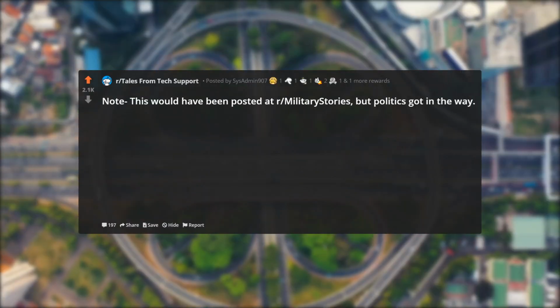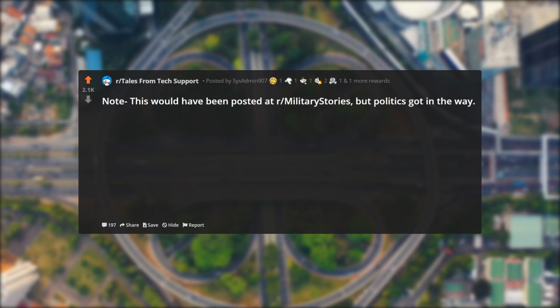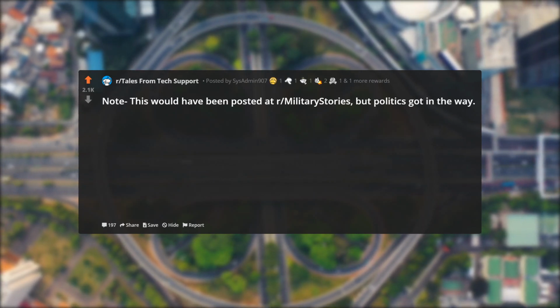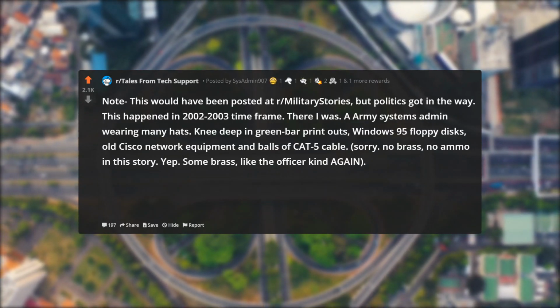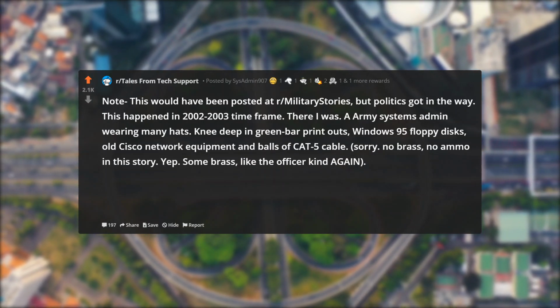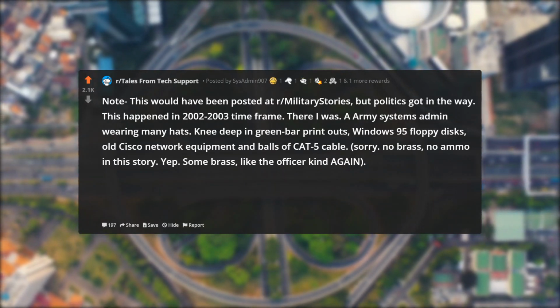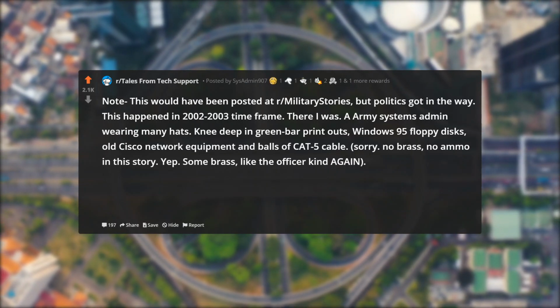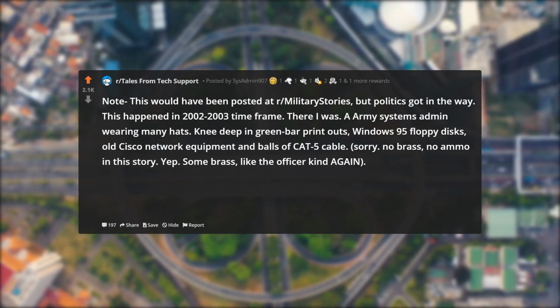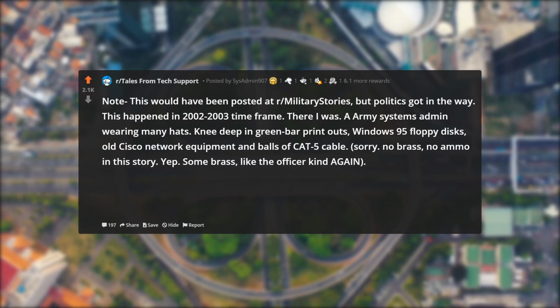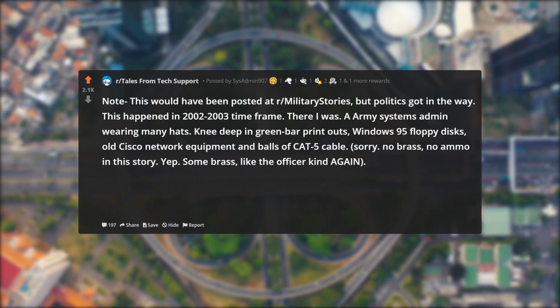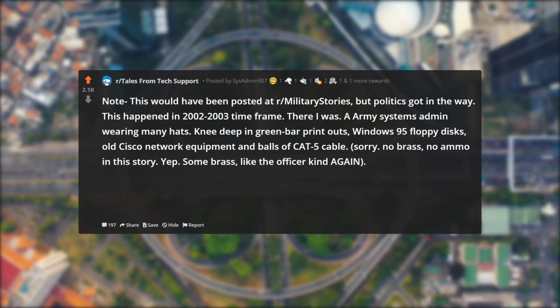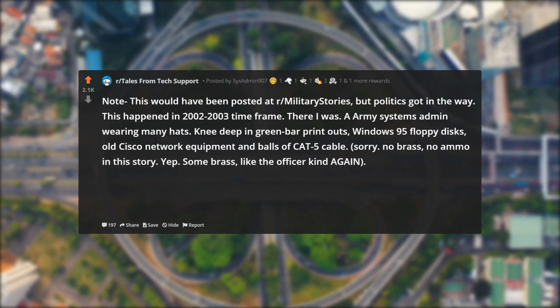Note this would have been posted at r/militarystories, but politics got in the way. This happened in the 2002 to 2003 time frame. There I was, an Army systems admin wearing many hats, knee-deep in green bar printouts, Windows 95 floppy disks, old Cisco network equipment and balls of Cat5 cable. Sorry, no brass, no ammo in this story. Yep, some brass, like the officer kind again.